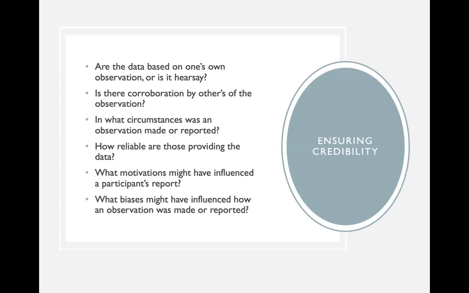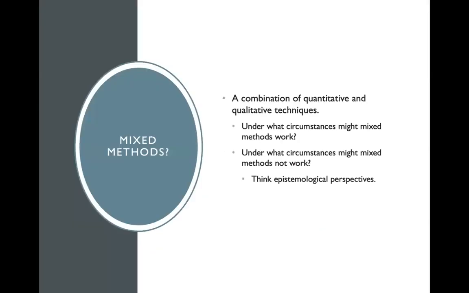What motivations might have influenced a participant's report or statement or claim, and what biases might have influenced how an observation was made or even reported? So how does this work in circumstances where there are mixed methods? We said last time that mixed methods necessitates the rigor of quantitative research as well as the rigor of qualitative research. So, under what circumstances might mixed method work? And under what circumstances might mixed methods not work?